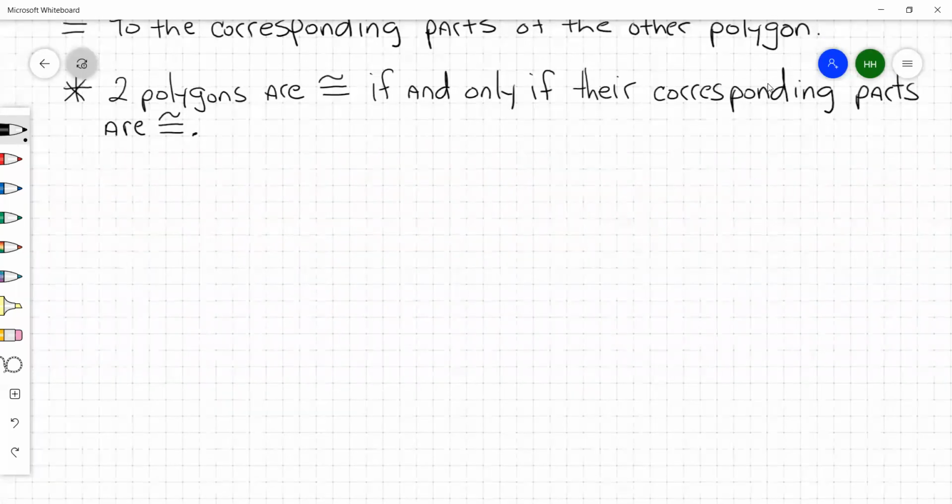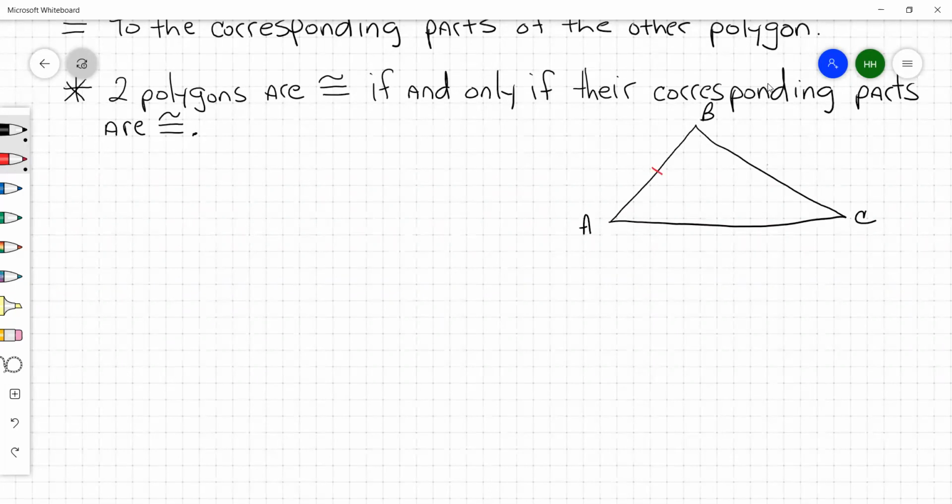So let's get a triangle ABC on your paper. Side AB gets 1 tick mark. Side BC gets 2 tick marks. And side CA gets 3 tick marks. Angle B gets 1 arc mark. Angle C gets 2 arc marks. And angle A gets 3 arc marks.